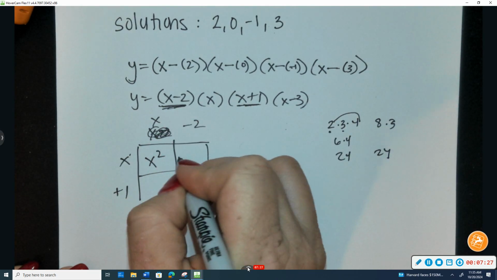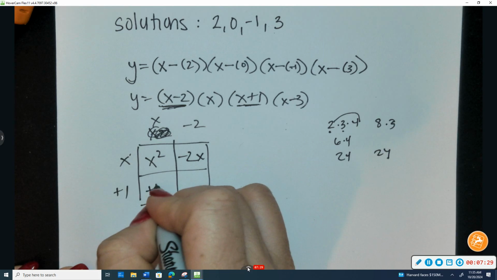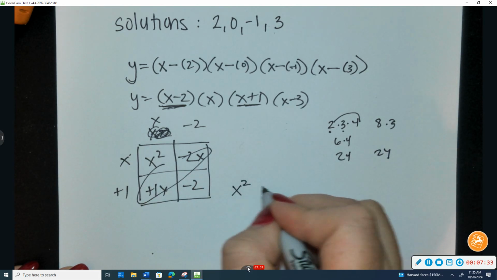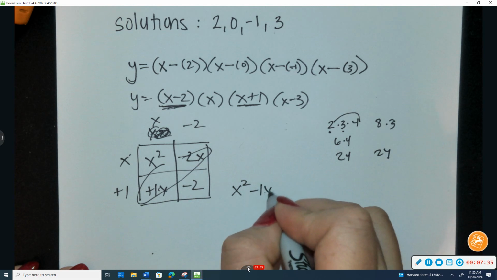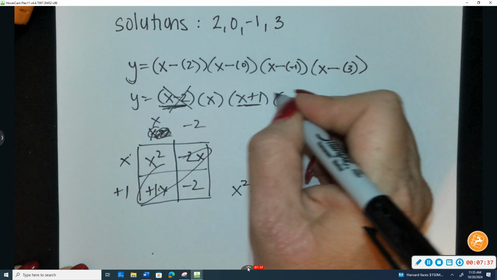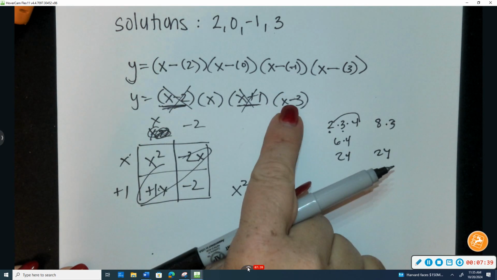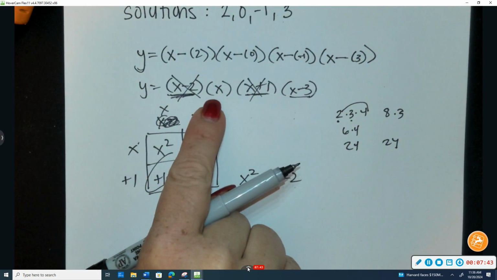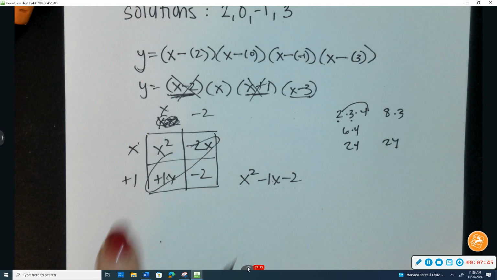I end up with x squared minus 2x plus 1x minus 2. When I combine, I have x squared minus 1x minus 2. So I have taken care of these 2 parentheses. Now I'm going to multiply by this third parenthesis. I'm saving this one for the last because I think it's going to be the easiest to distribute by.